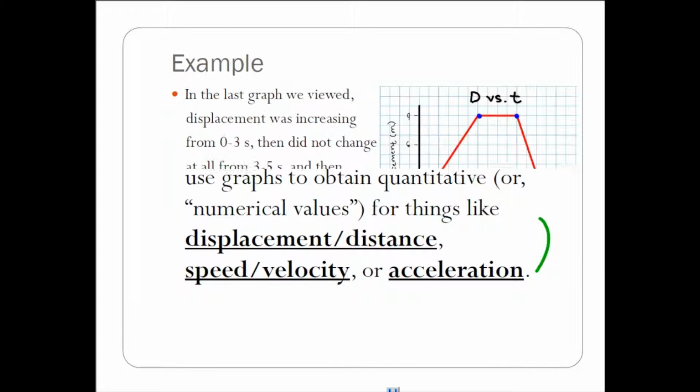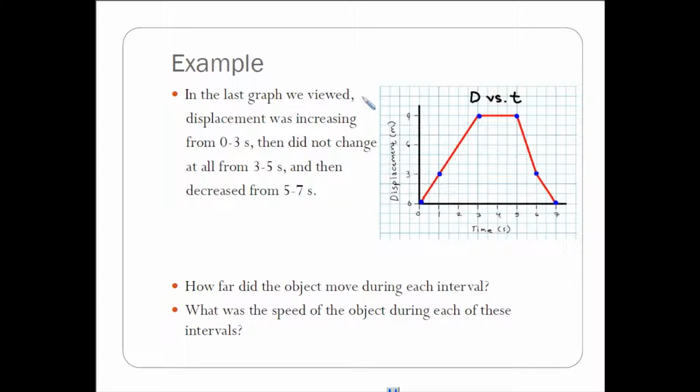these quantities. For example, in the last graph we viewed, displacement was increasing from 0 to 3 seconds. It did not change at all from 3 to 5 seconds, and then it decreased from 5 to 7 seconds. How far did the object move during each interval? In other words, what is the displacement of the object during each interval?